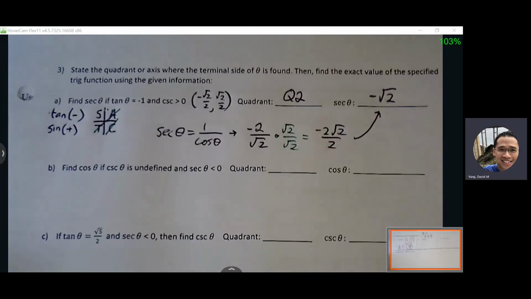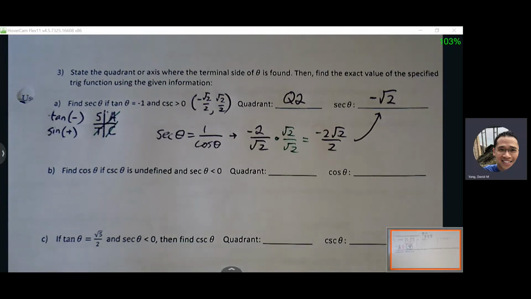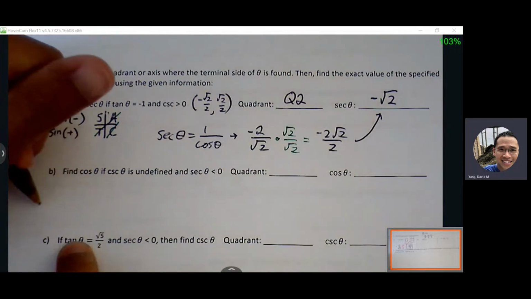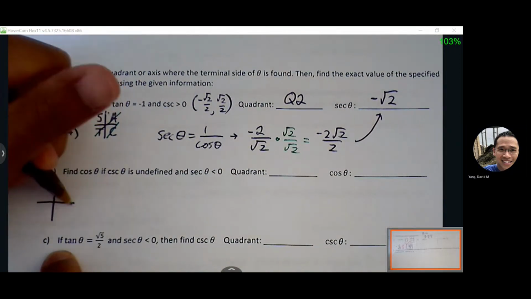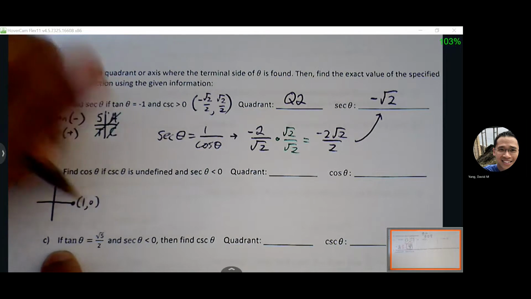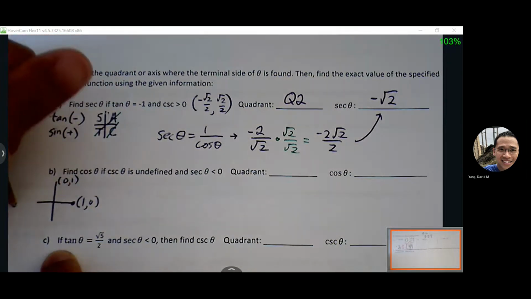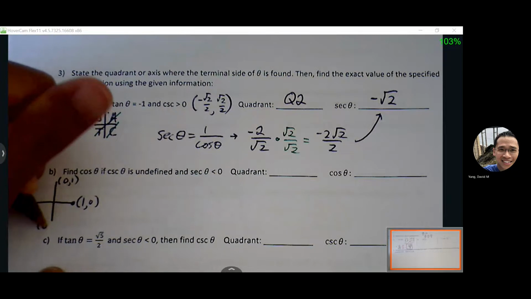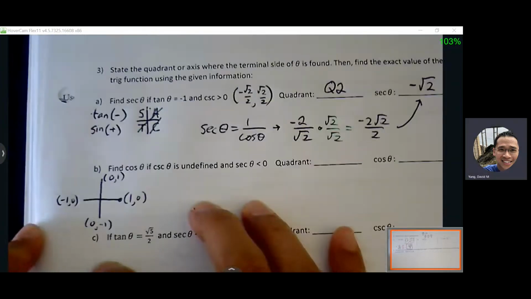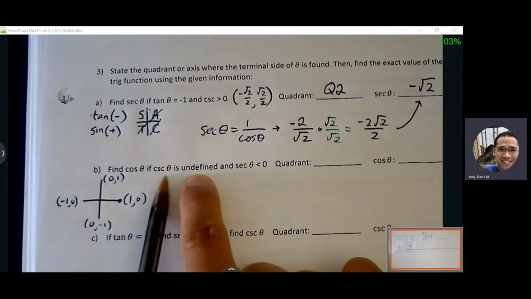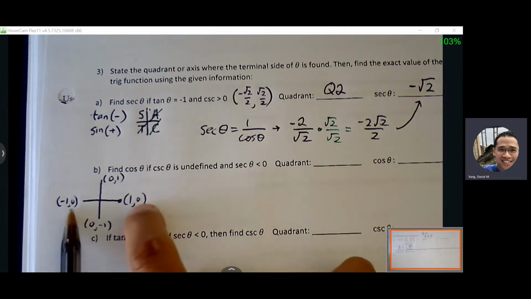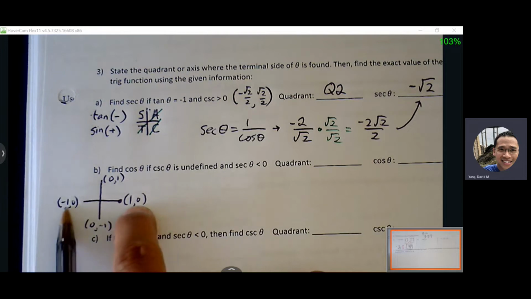Okay, part B. Find cosine if cosecant of theta is undefined. So anything you see undefined, you've got to think, all right, it's got to be involving 0, right? 0 is the issue. So here are the ordered pairs. It's got to be along the axis, right? So cosecant is undefined. That means the y value. The only place that y is potentially undefined is if I flip that 0. So I'm looking between these 2 options.